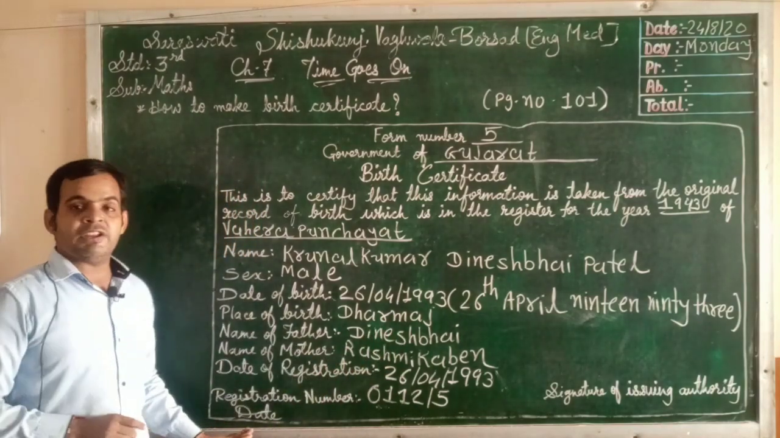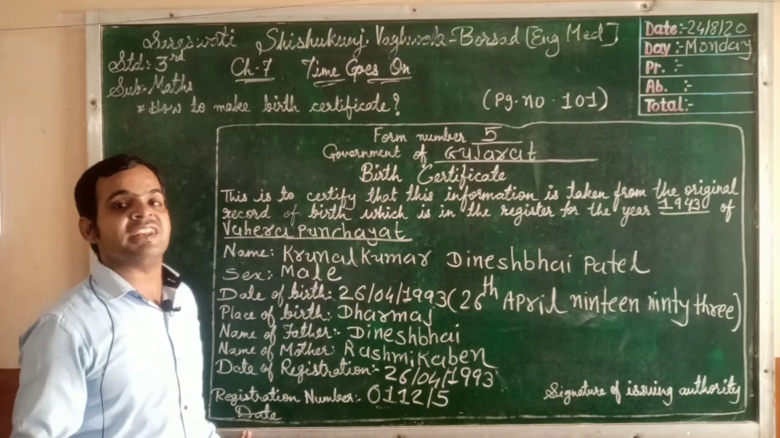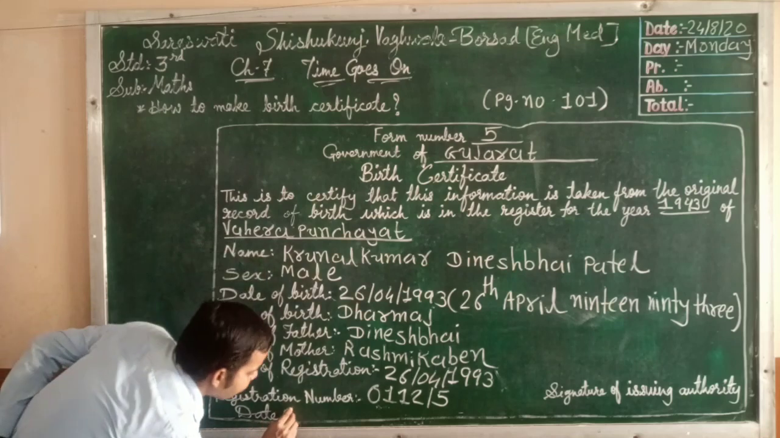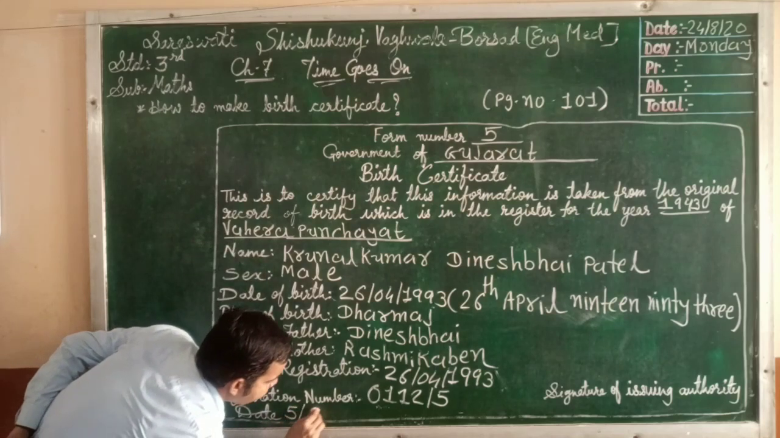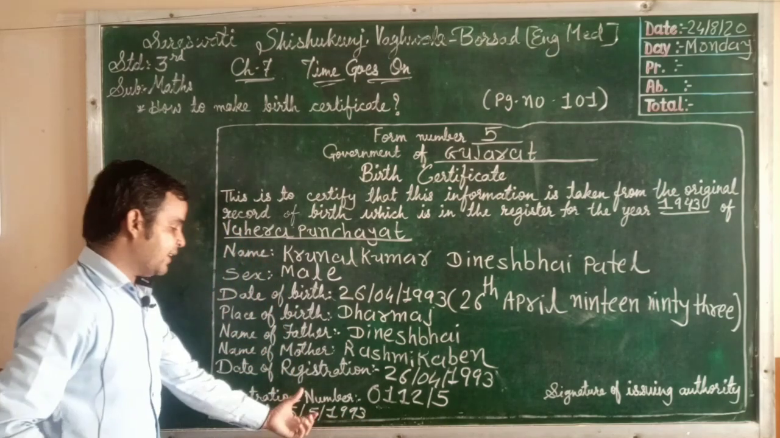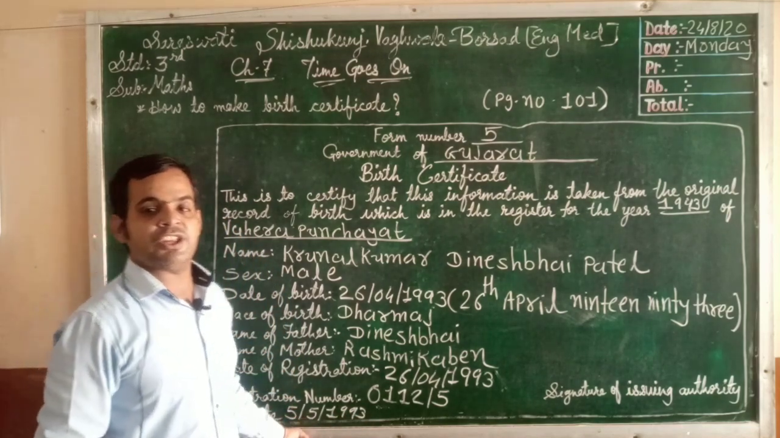Then here we have to write date. Okay, on which date my birth certificate is issued. So here I will write 5th May 1993. On that day my birth certificate is issued.